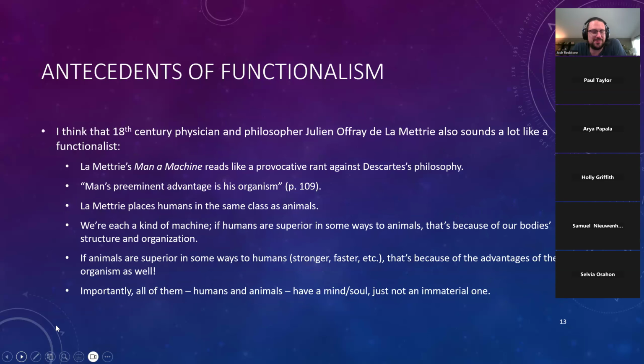Very much like what a computer does. I also think that the 18th century thinker Julian Offray de la Mettrie sounds a bit like a functionalist. Others treat him like an epiphenomenalist. I'm not sure I agree with that. But in his book, L'Homme Machine, or Man Machine, he kind of rants against Descartes, right?